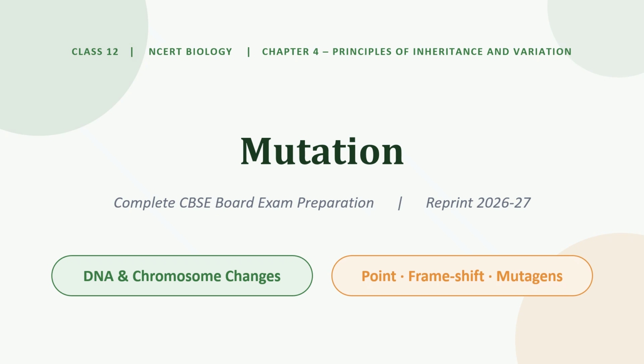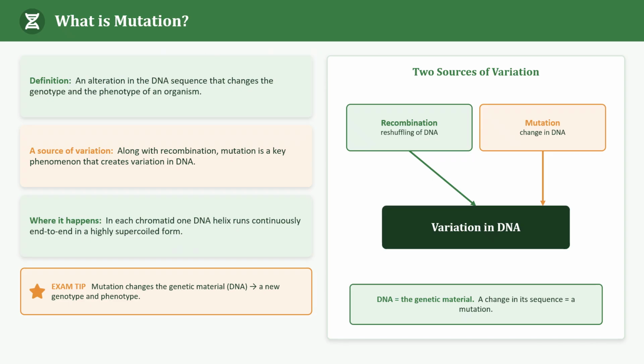Today we are going to see class 12 biology chapter 4 principles of inheritance and variation. In that we are going to see mutation. So let's start with the topic.